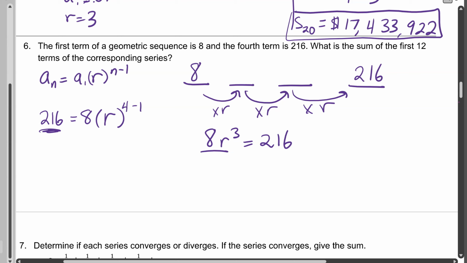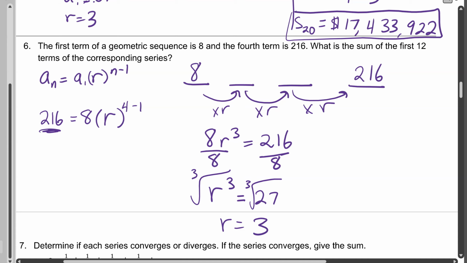I'm going to solve the one we have over here, right? If I divide out the 8, 216 divided by 8 is 27. And then if I take a cube root, or alternatively, you could raise both sides to the 1/3 power, we get that our common ratio here is 3. So again, you should substitute into the geometric series formula. The answer you should get when you do that, finding the sum of the first 12 terms, should be 2,125,760.